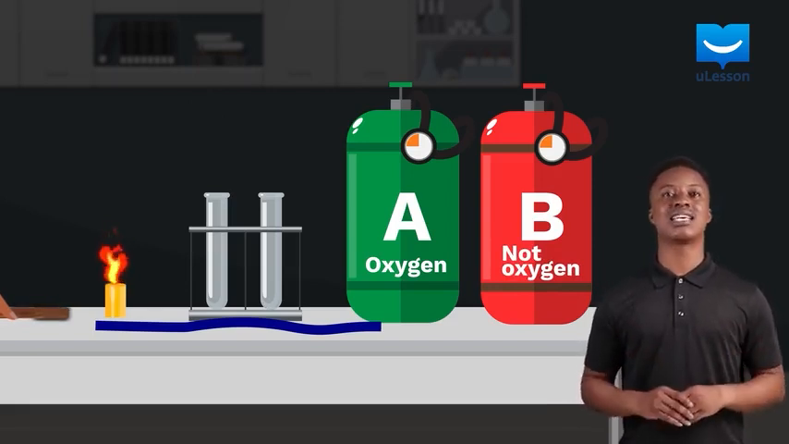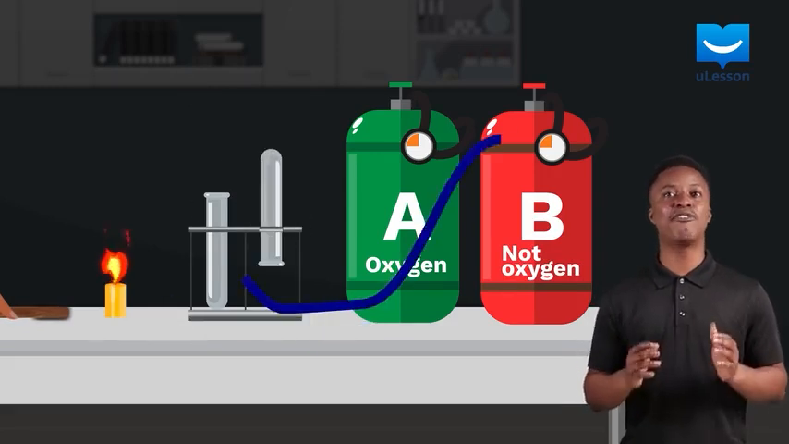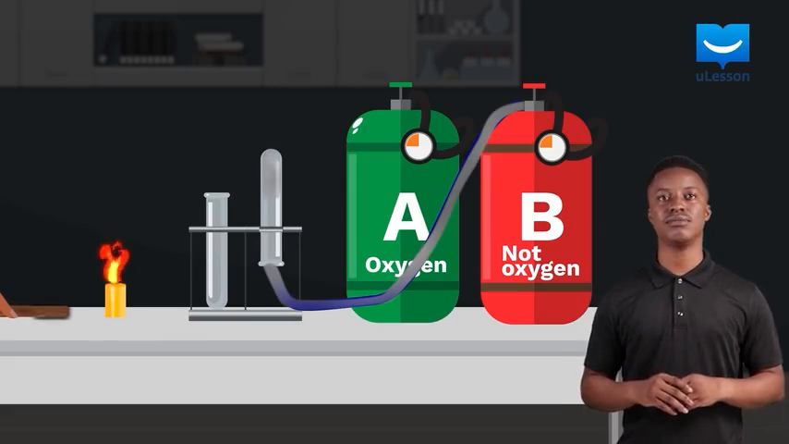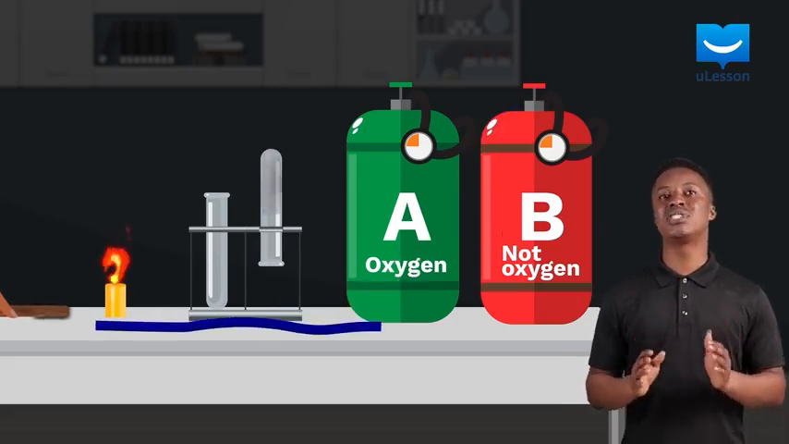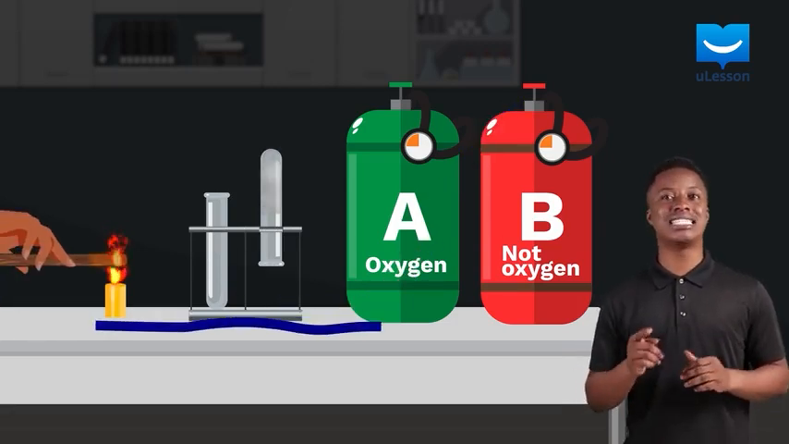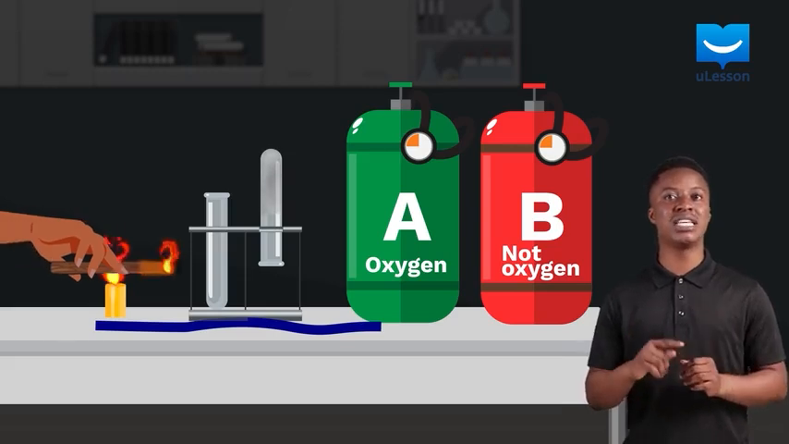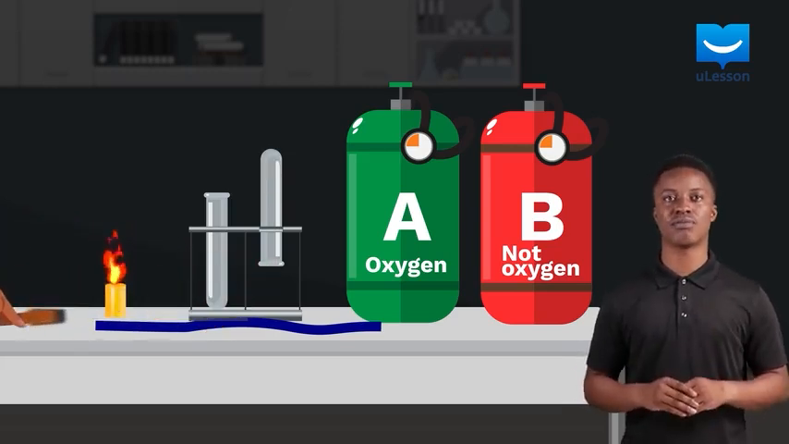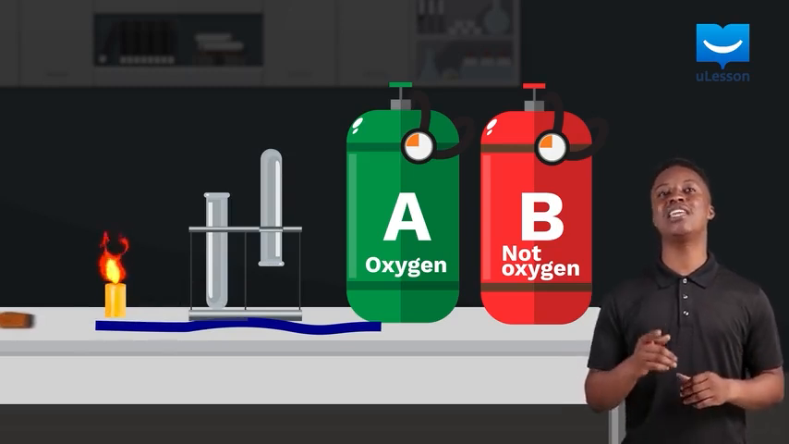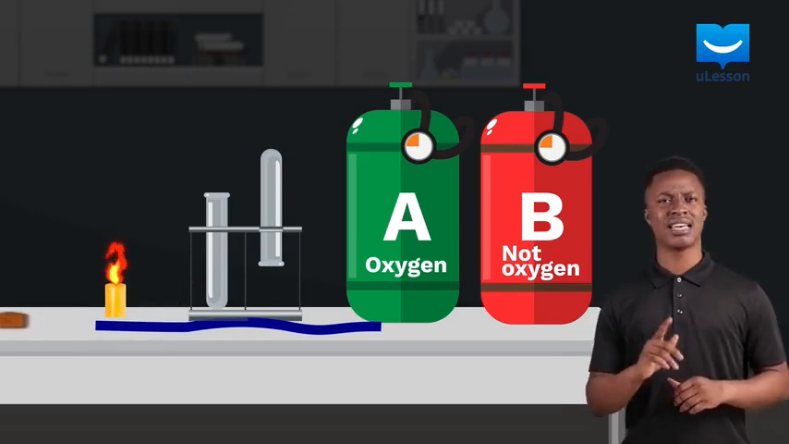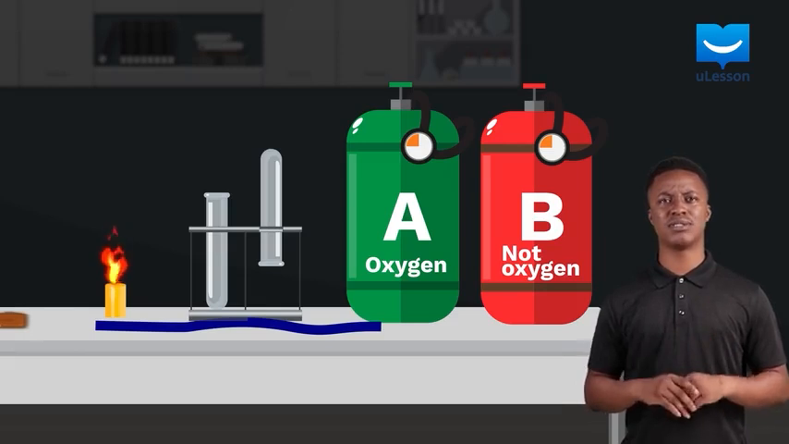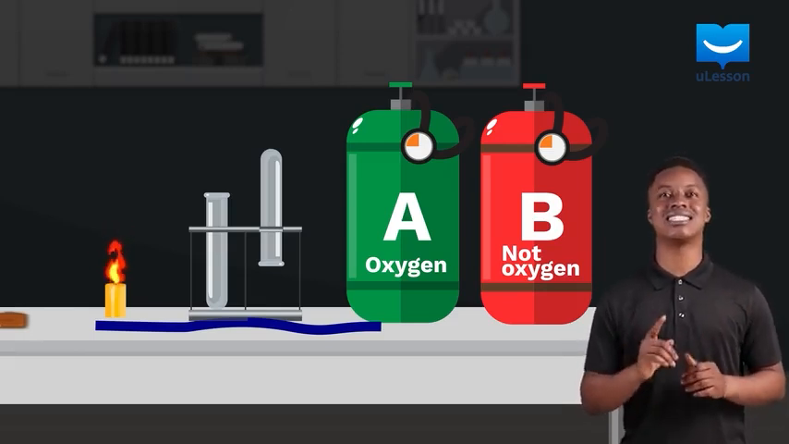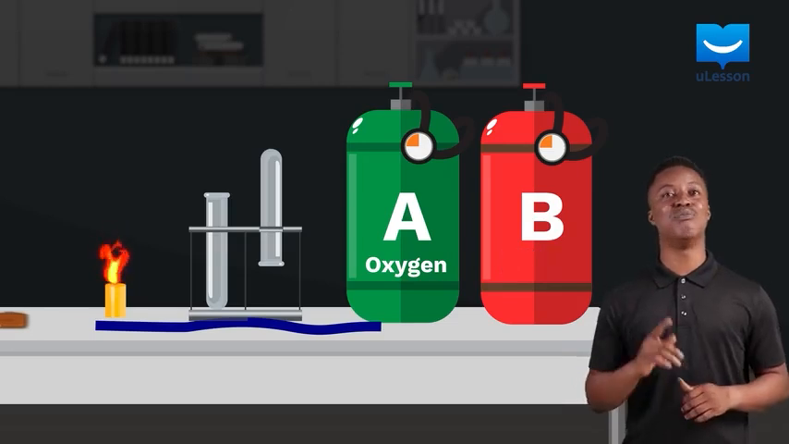We can trap the gas by inverting the test tube and siphoning the gas from canister B into the inverted test tube. Now, we repeat the process from earlier as we ignite the splinter, and just as the flame begins to die off, we place the splinter into the inverted test tube. You can see that the flame was not rekindled. However, I heard a pop sound. Did you? This confirms that the gas in canister B is not oxygen, but hydrogen.